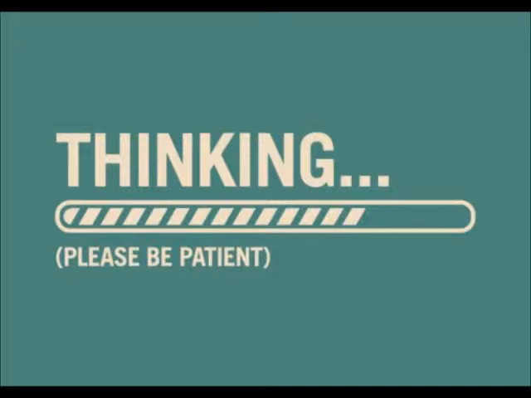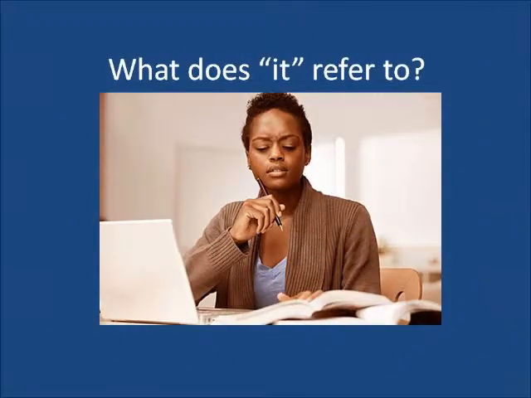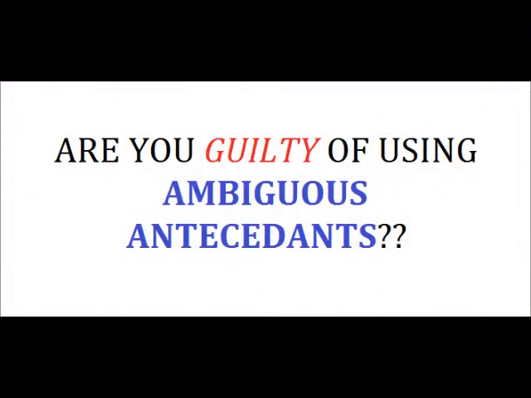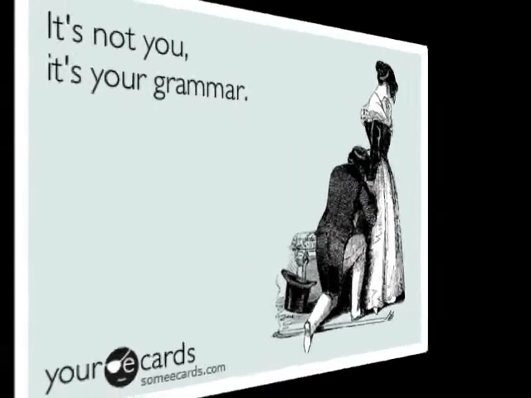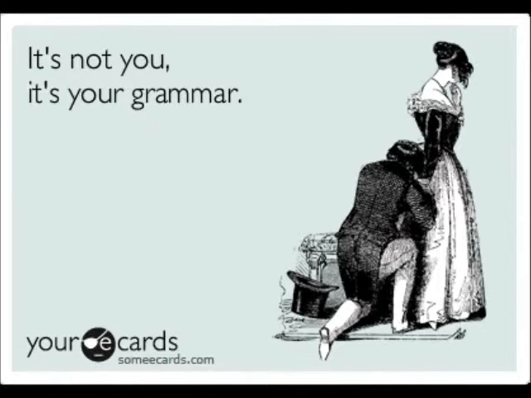Now let's think. Have you ever found yourself rereading a sentence because you came across a word such as it and could not tell which of two or more things it referred to? Or worse, are you guilty of using ambiguous antecedents in your own writing? Not to worry. Now let's look at some examples of ambiguous antecedents so you can recognize them and make sure that you do not accidentally include them in your own writing.